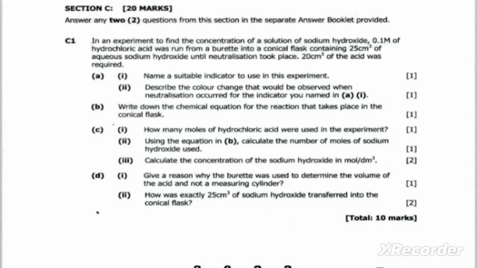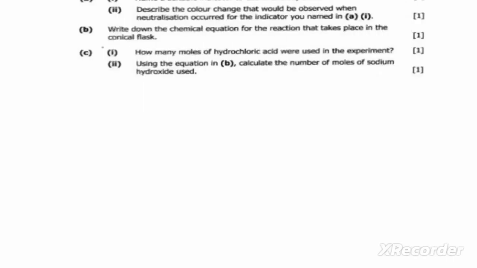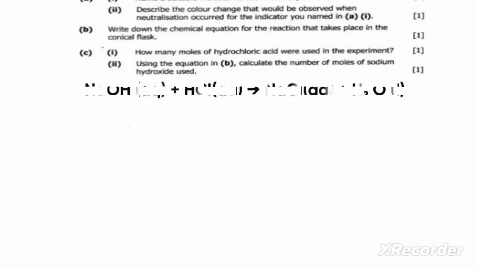Let us move to the next question, which is question C, Roman numeral 2. Using the equation in B, calculate the number of moles of sodium hydroxide. To find the number of moles of sodium hydroxide, we are going to make use of the balanced chemical equation.